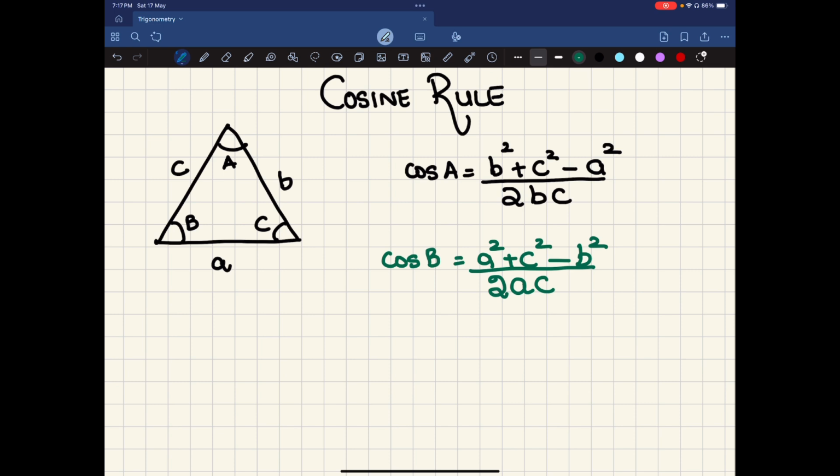One last formula, cos C. If you're focusing on angle C, what are the neighboring sides? a and b, right? So cos C equals a squared plus b squared minus the third side, c squared, divided by 2 times the product of the neighboring sides, a and b. We use this when we are required to find angles.